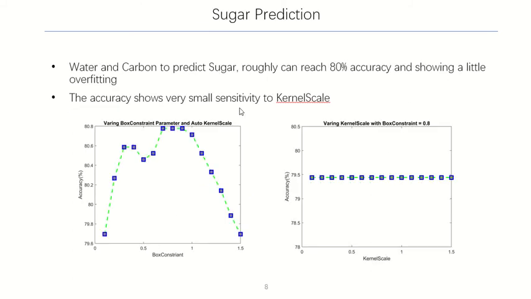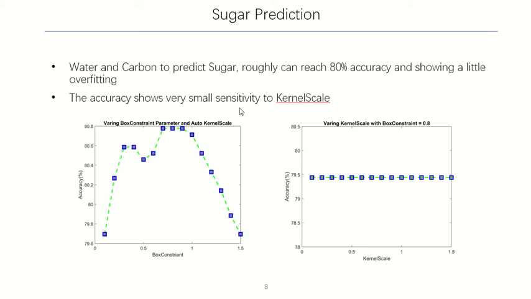And finally, I try to use water and carbon to predict the sugar. So roughly it can reach 80% accuracy, and I think it probably showed a little bit of overfitting. Another thing I found is that the accuracy shows very small sensitivity to the kernel scale.